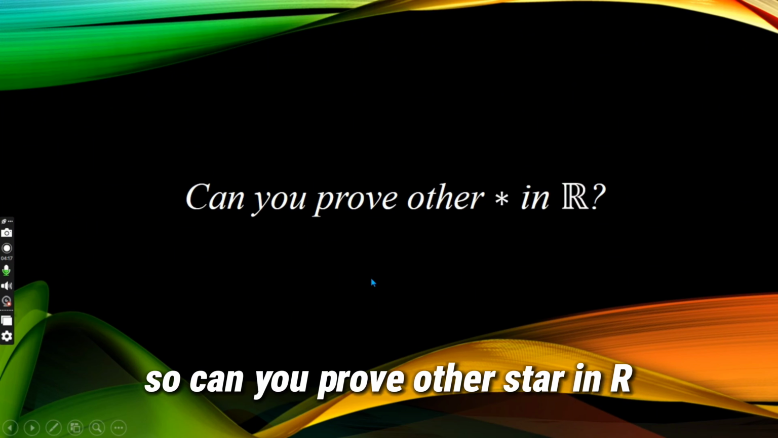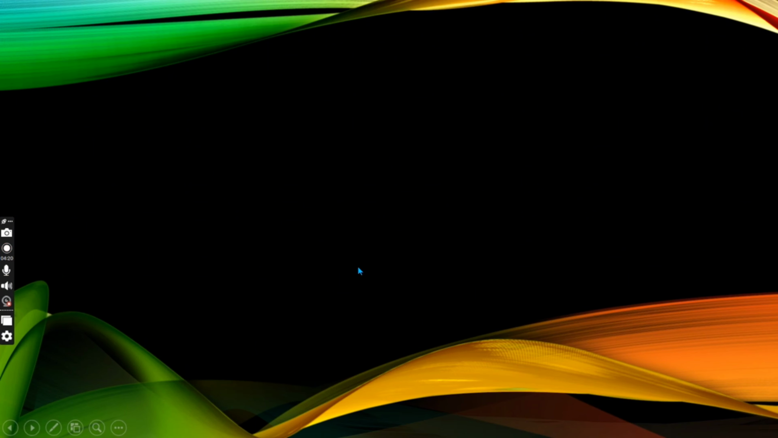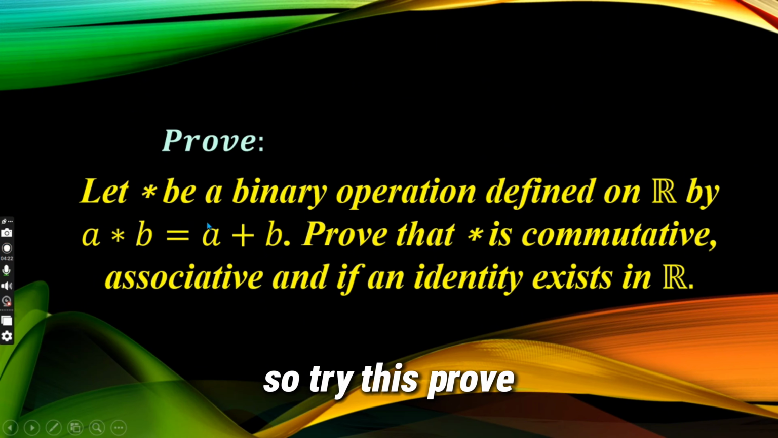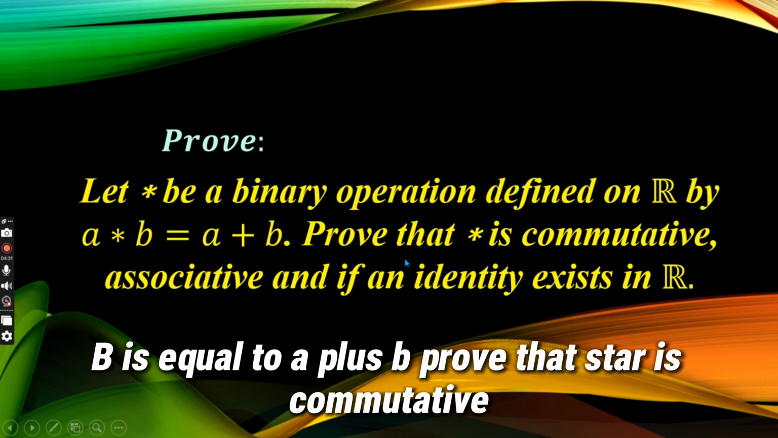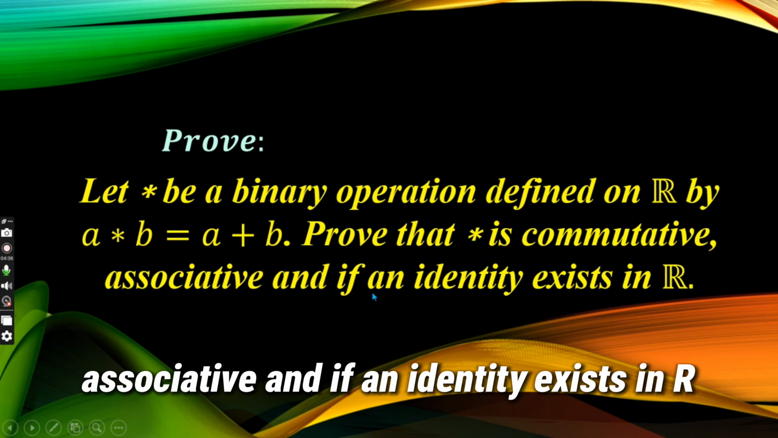So can you prove other star in R? So try this. Prove. Let star be a binary operation defined on R by A star B is equal to A plus B. Prove that star is commutative, associative, and if an identity exists in R.